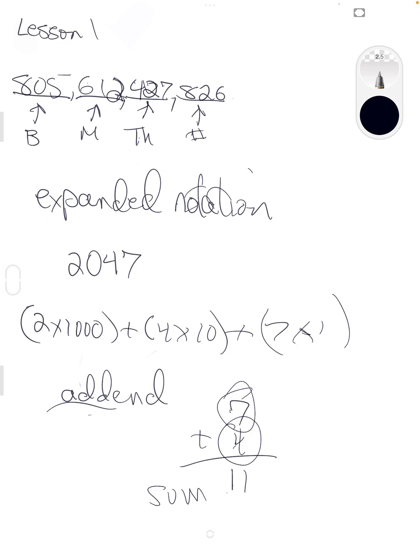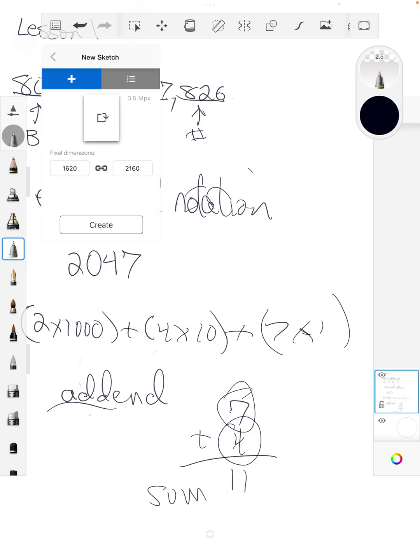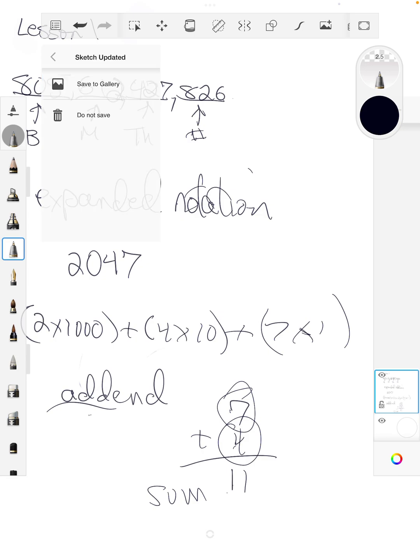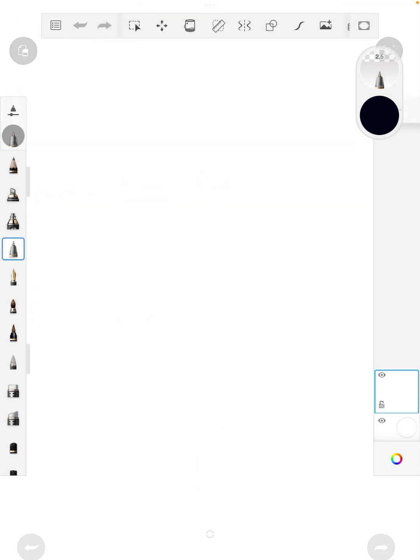Okay, so let's look at lesson number 2. Let's see if I can figure out how to do this. So I'm going to create a new one, and we're not going to save it. And so discard, and there we go, new one. Okay, so new lesson. So this is lesson 2. Okay, lesson 2 is about number lines and rounding.